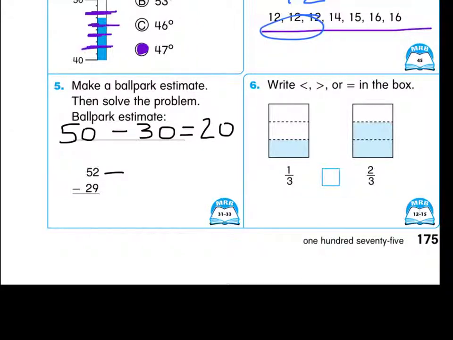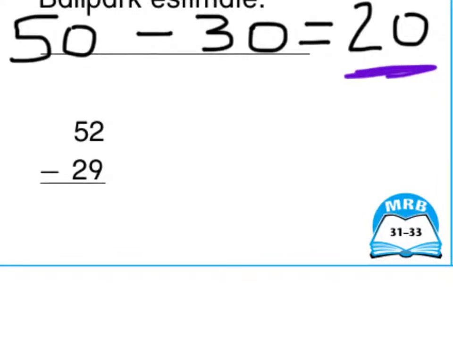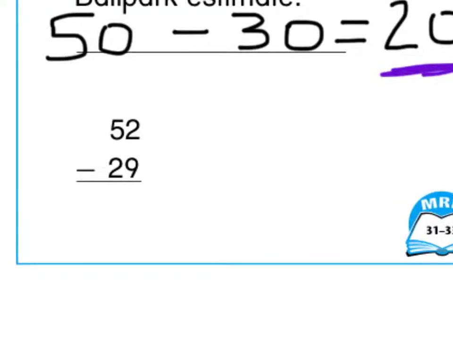It's 20. Good job. So now we know our real answer should be somewhere pretty close to 20. That will help us know if we did it correctly. All right. Now I'm going to scoot this a little bigger here so that we can look at this math problem a little bit more closely. Okay? Let's think about subtracting now.